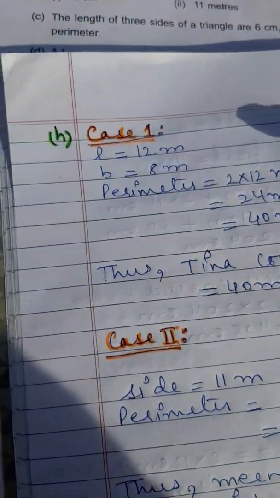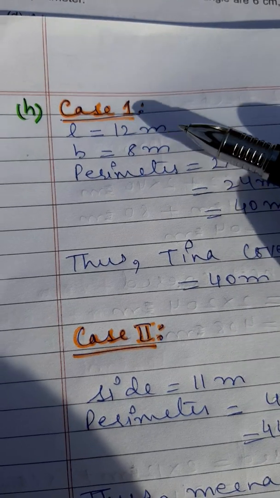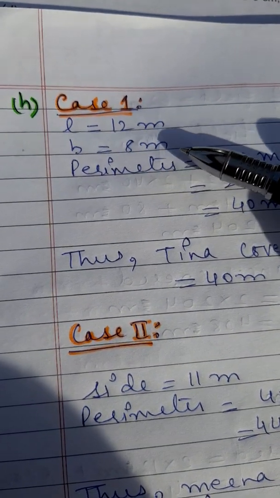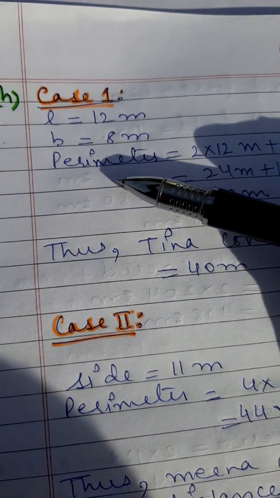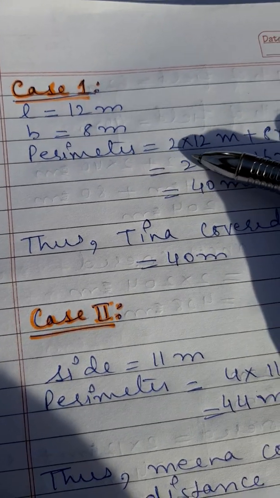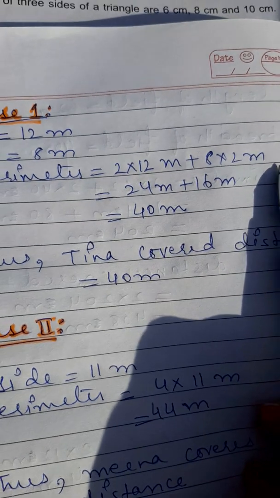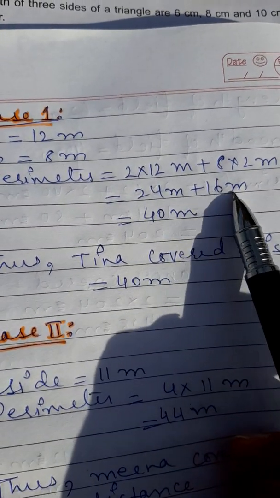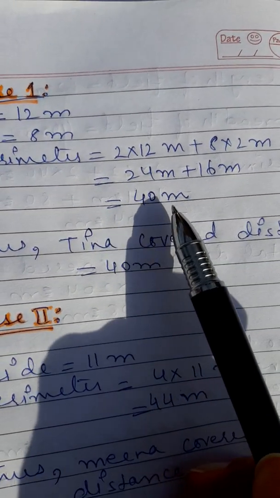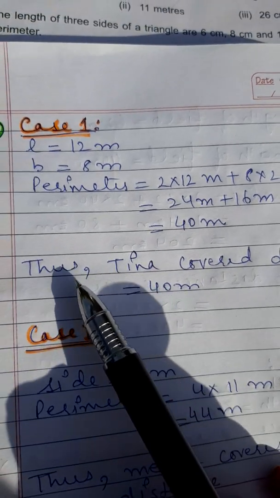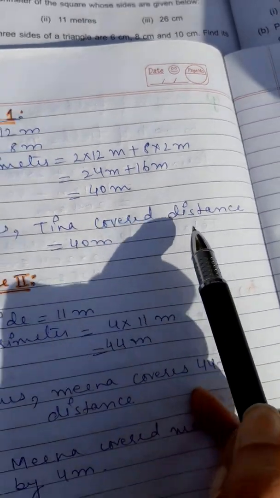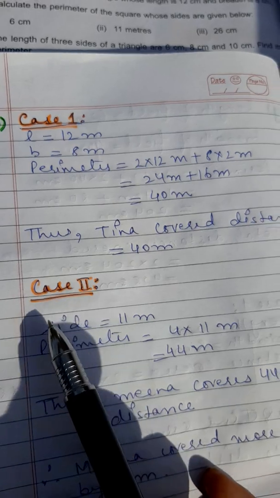So there are two cases. Case 1: length is 12 meter and breadth is 8 meter of that field, and the perimeter for this is 2 multiplied by 12 plus 8 multiplied by 2 meters. So this is equal to 24 meter plus 16 meter. This is equal to 40 meter. Thus the distance covered by Tina is 40 meter.